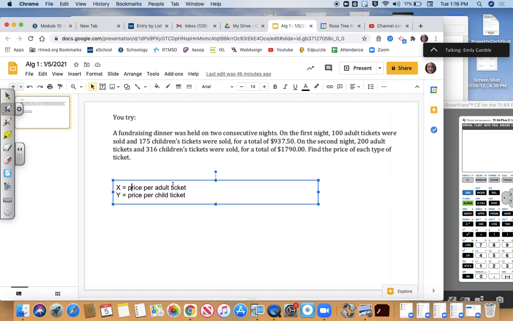So there's two variables here. X is going to be the price per adult ticket and Y is the price per child ticket. Once we set these up, the next thing you're going to do is create your two equations. The first equation will be 100 adult tickets, so 100X, plus 175 children's tickets, so 175Y, equals the total for that night, which is $937.50. The second equation will be 200 adult tickets, so 200X, plus 316 children's tickets, which is 316Y, equals a total of 1,790. You can use the 0.00 or you don't have to.